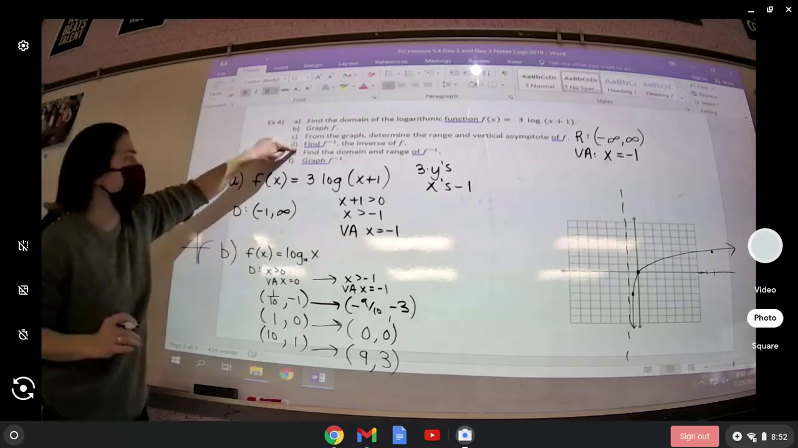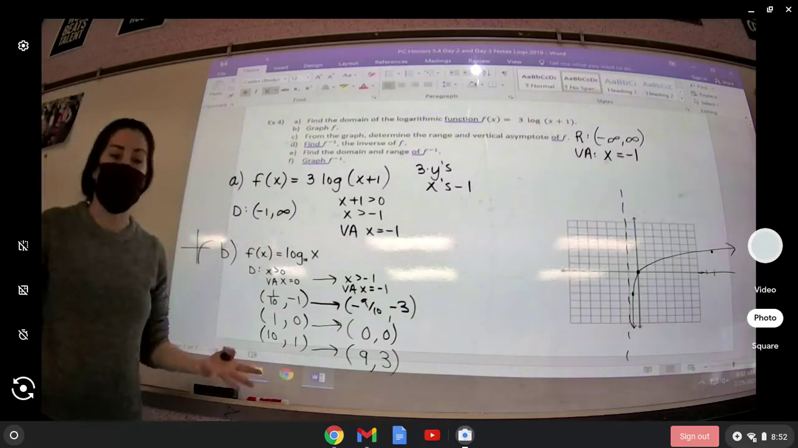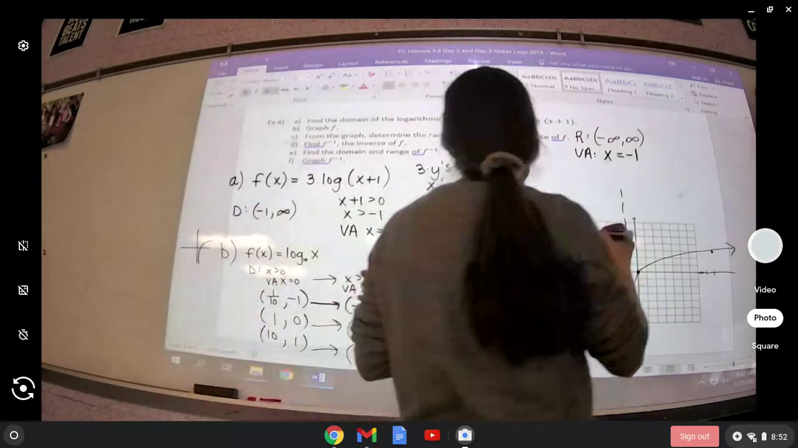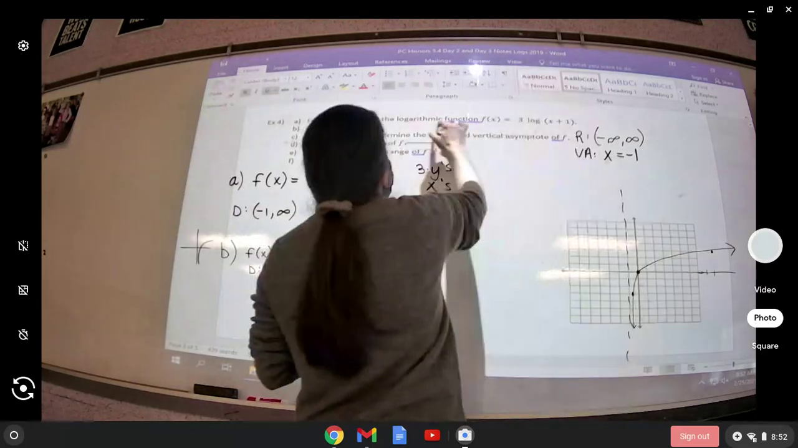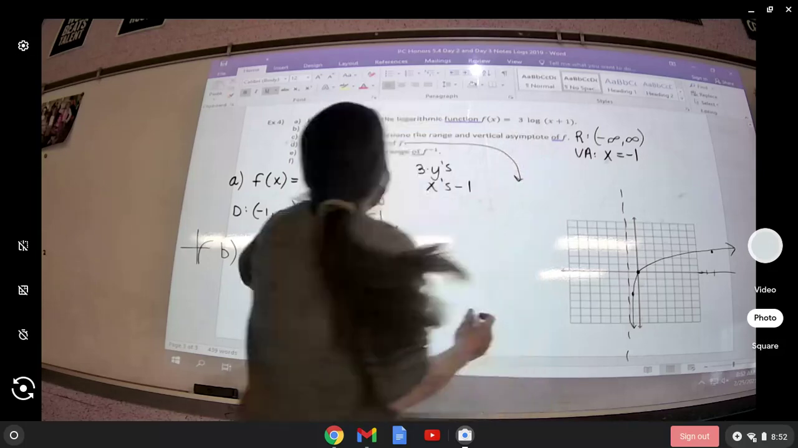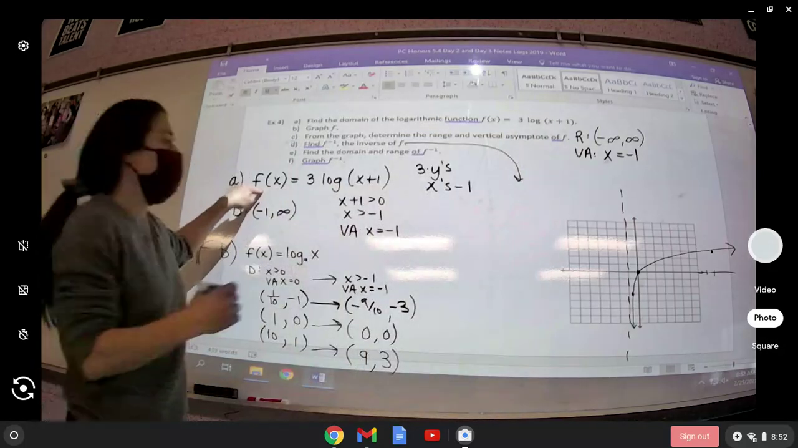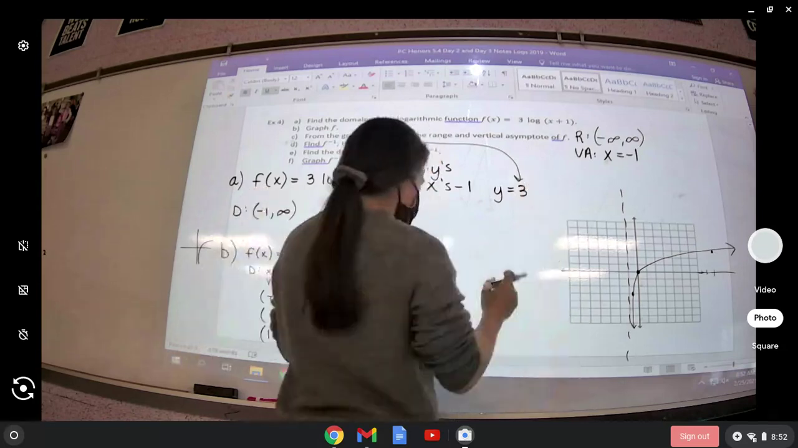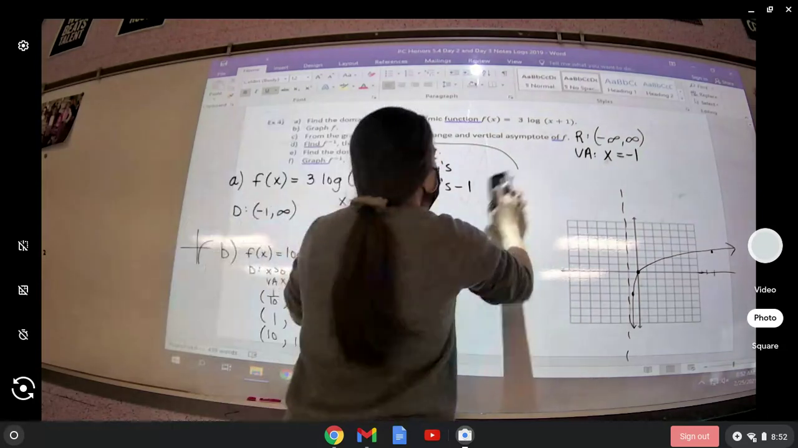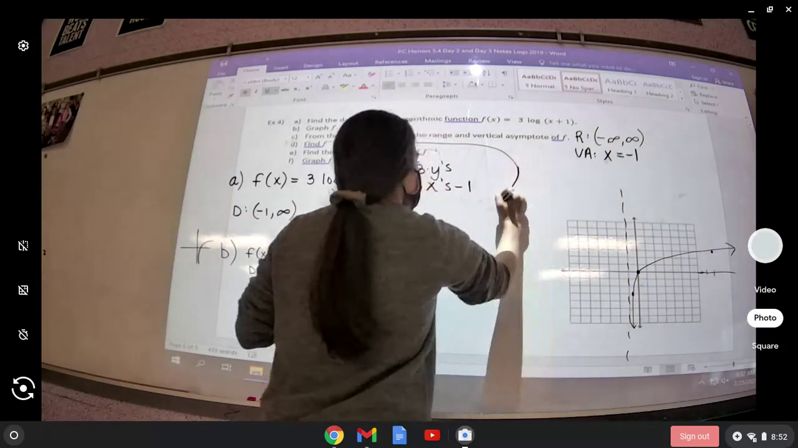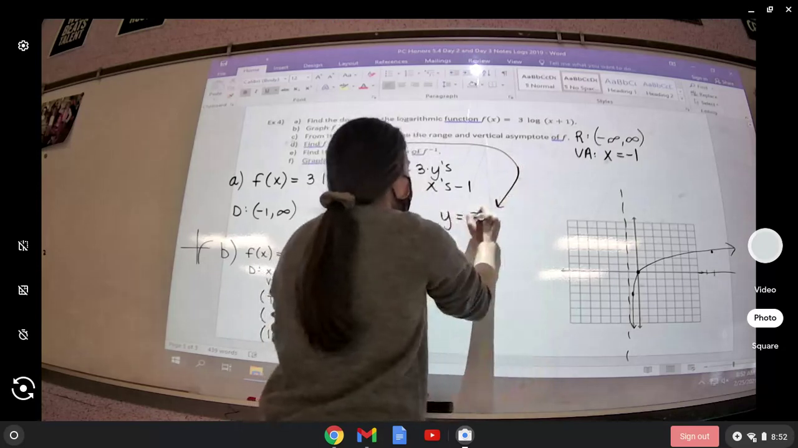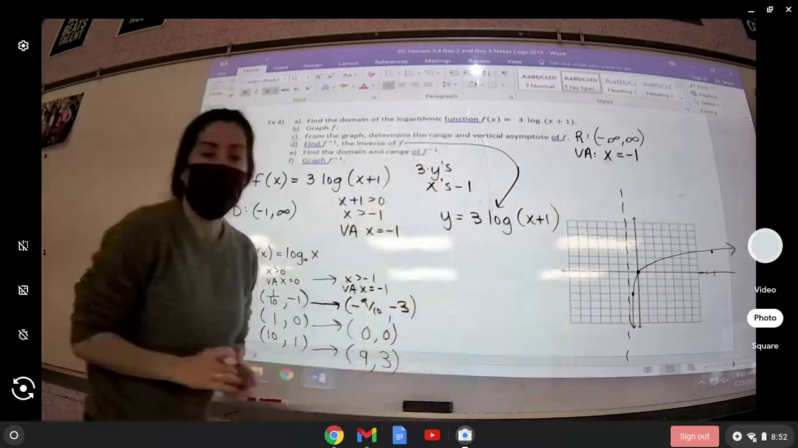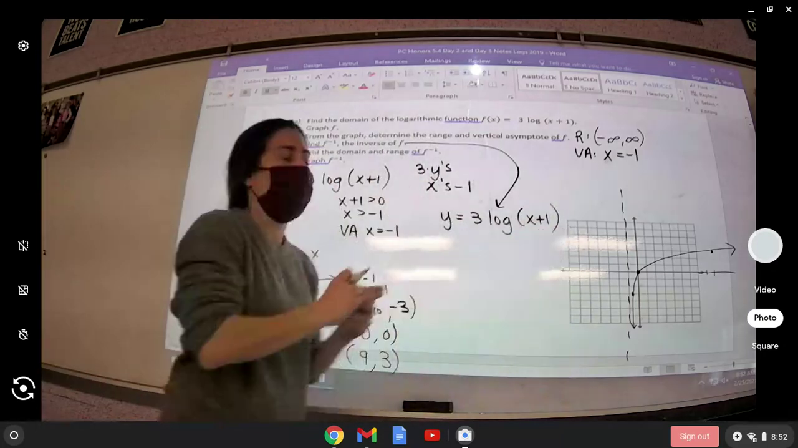All right, now they want you to find the inverse. This is probably the one that takes us some work. So if we're going to find the inverse, take the function. I'm just going to write y. Y equals 3 times the log of x plus 1. All right, to create the inverse, everybody switch x and y.